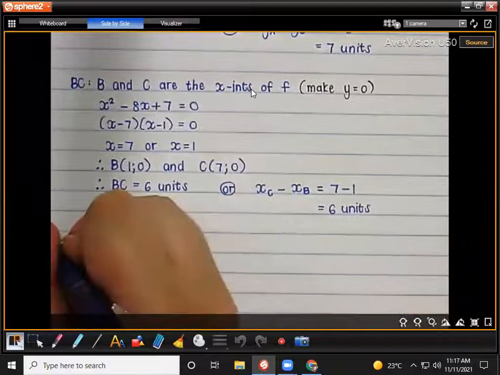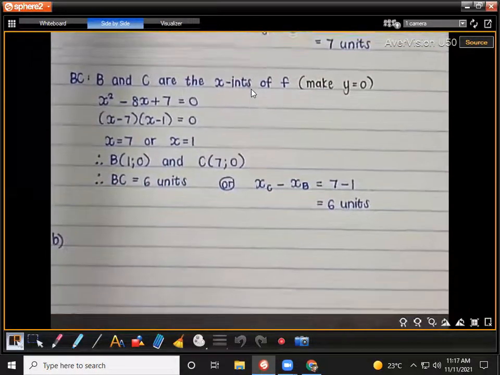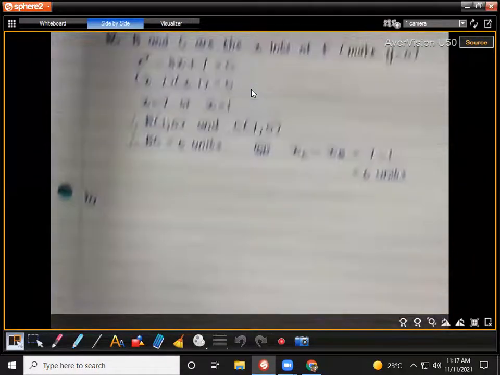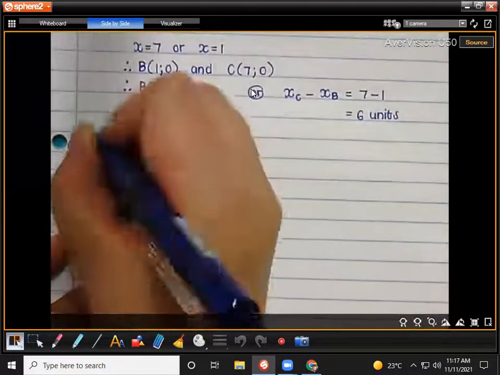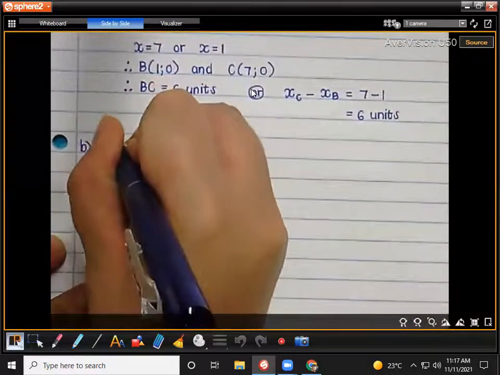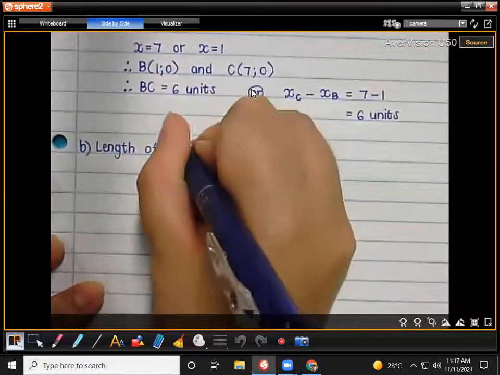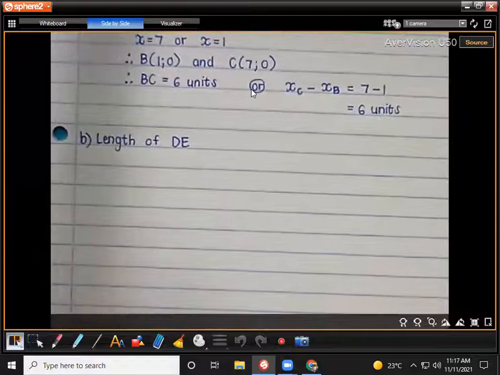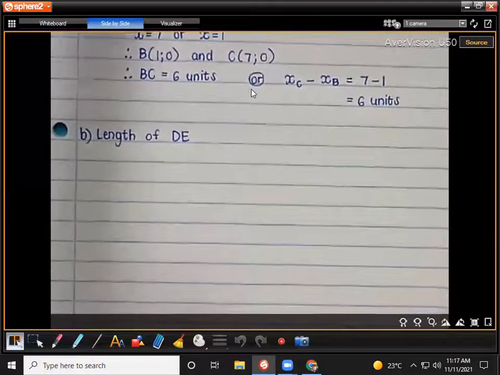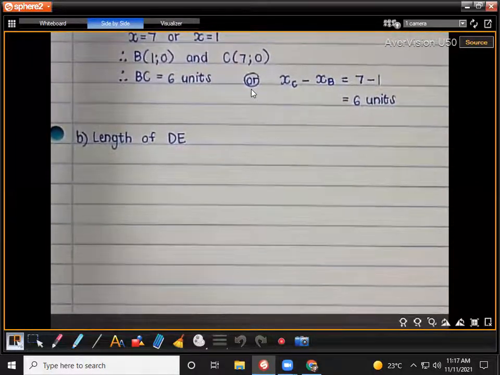All right, so that was A. Now B is a bit more complicated. They are asking for the length of DE, right, which I'll show you now on the graph what that actually is, the length of DE.